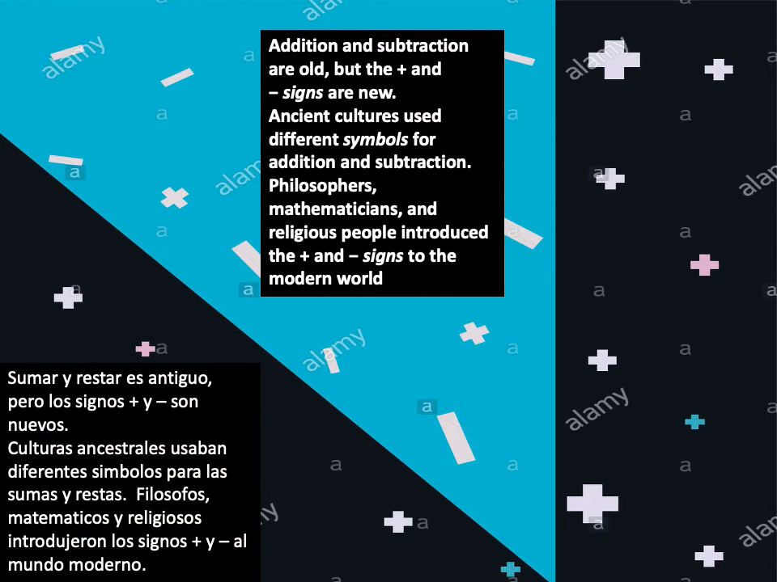Addition and subtraction are old, but the plus and minus signs are new. Ancient cultures used different symbols for addition and subtraction. Philosophers, mathematicians, and religious people introduced the plus and minus signs to the modern world.